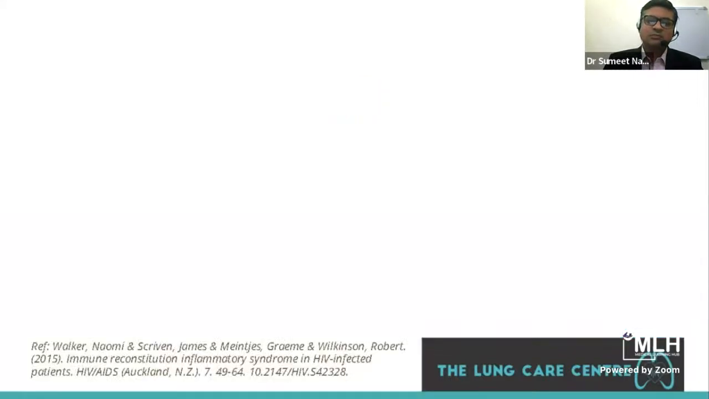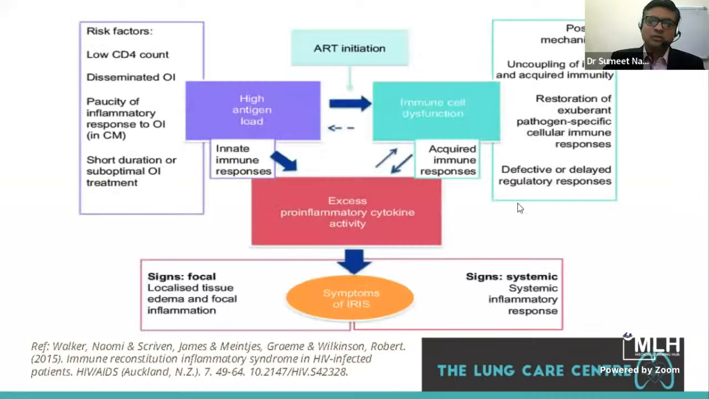The mechanisms are thought to be an interplay between high antigen load and immune cell dysfunction. The high antigen load is usually because of low CD4 count, disseminated nature of opportunistic infections, paucity of inflammatory response to opportunistic infection as is seen in cryptococcal meningitis, and short duration or suboptimal treatment to opportunistic infection.